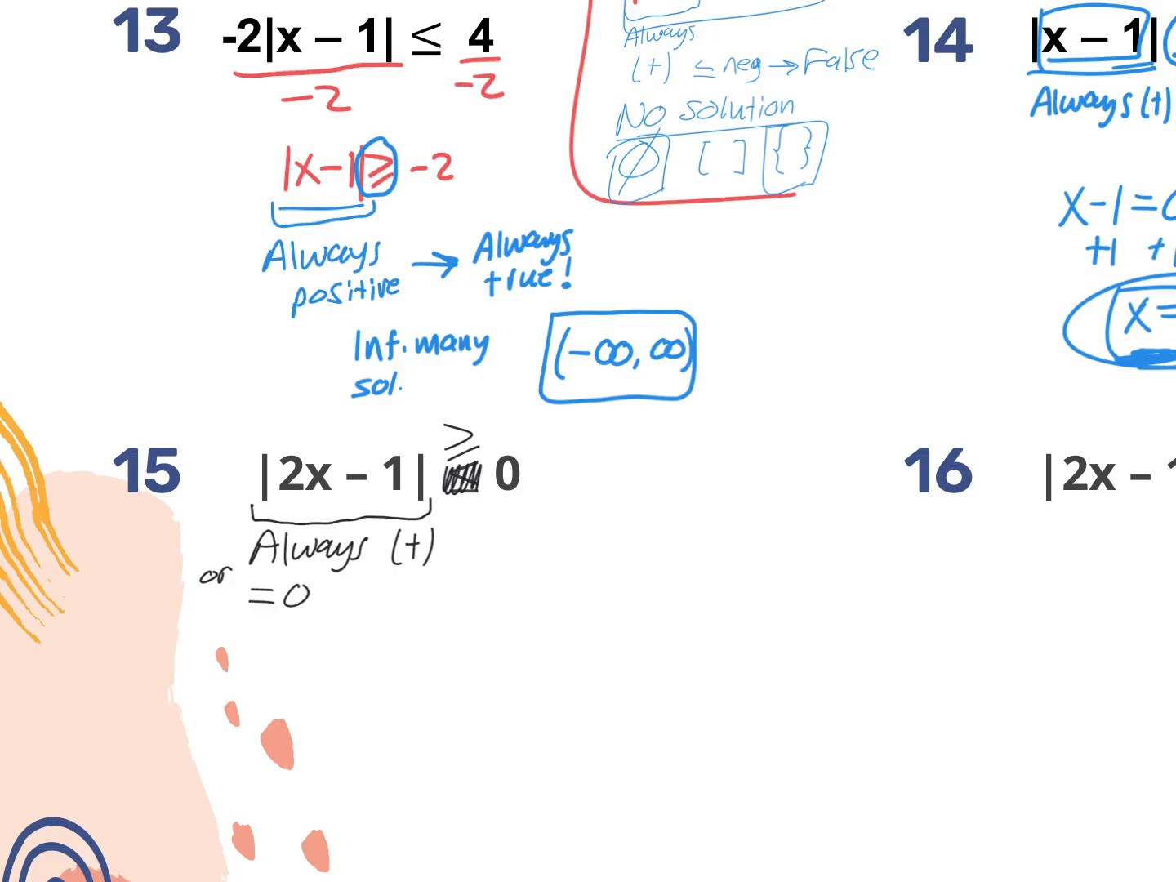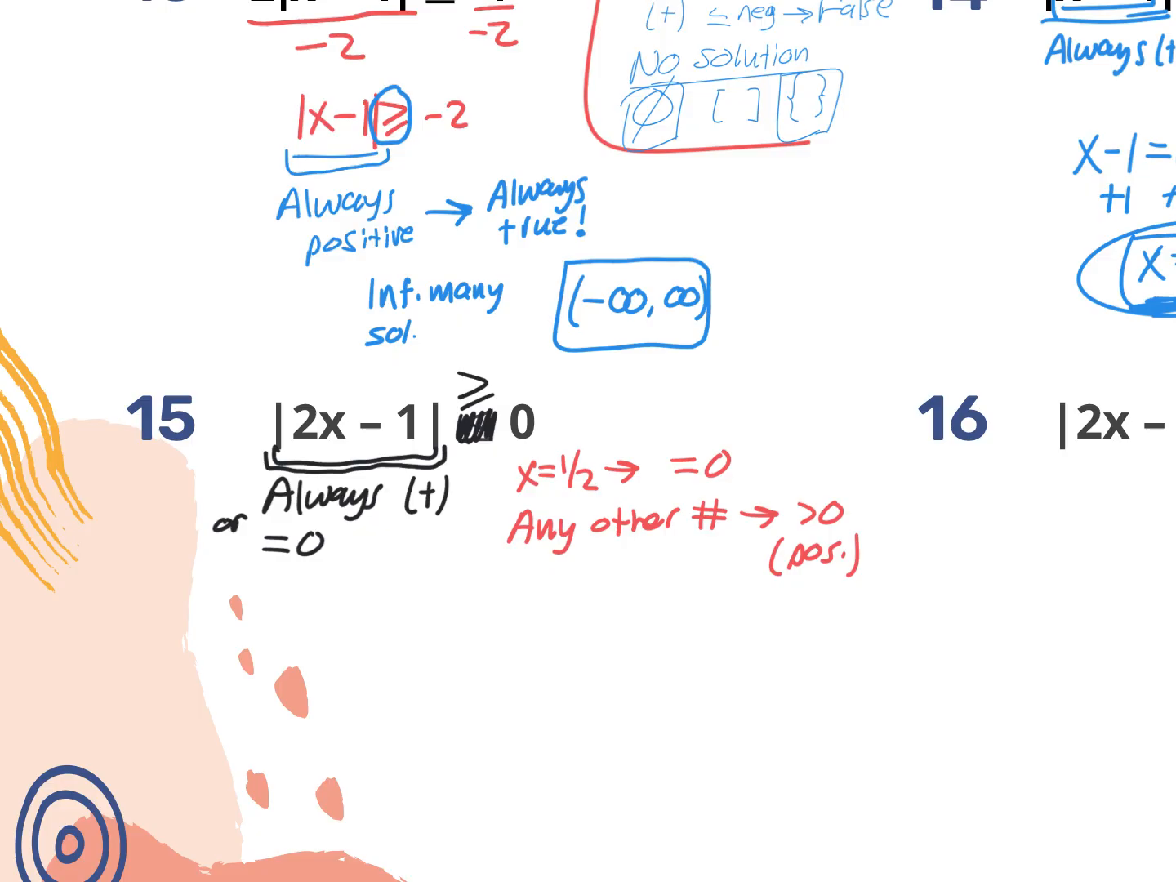And then it looks like this is actually always true. There's not a single number that I can plug into this absolute value that's going to get me something that's not true. It's always going to be greater than 0, and there's one answer where it is going to be 0, and this is going to be at a half. So where x equals a half, then this is going to equal 0. Any other number is going to get us a number bigger than 0, so it's positive. So really, there's infinitely many solutions in this one.